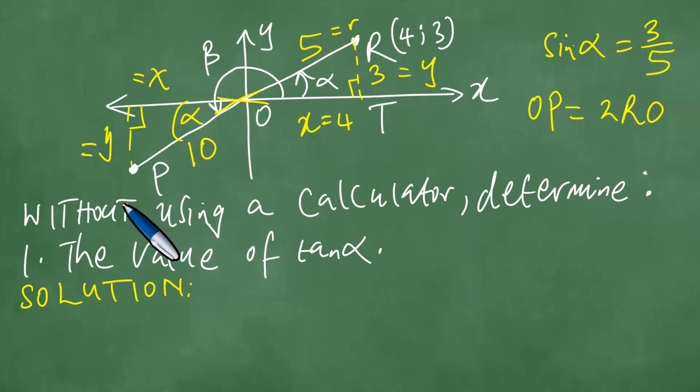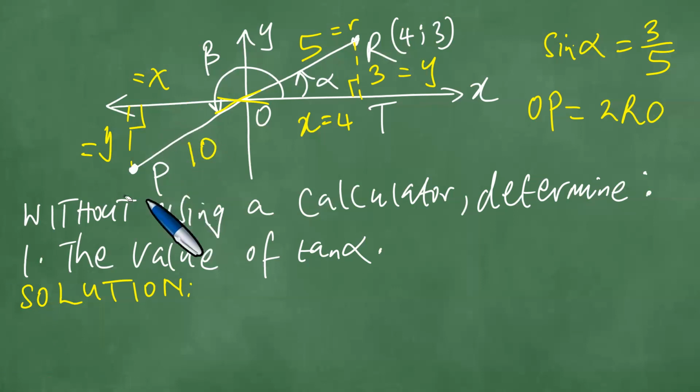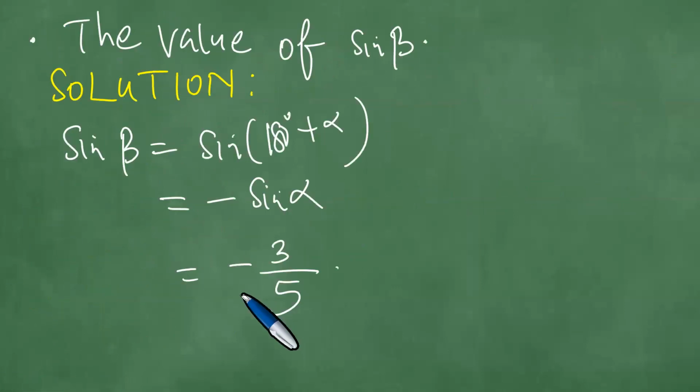Okay, here we can use the sine of beta. If you use the sine of beta here, without even going to the extent of putting this, we've already got it. The sine of beta is minus 3 out of 5.